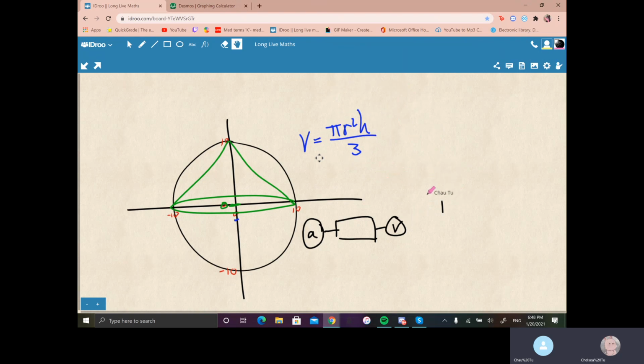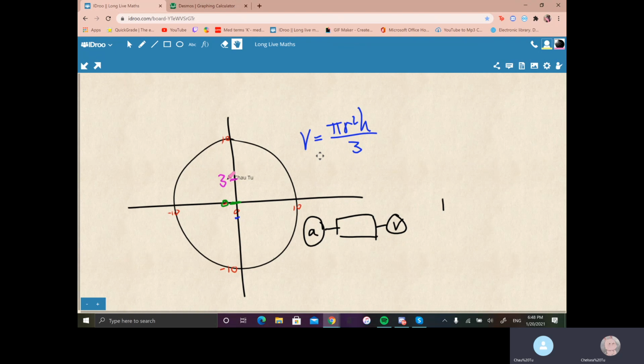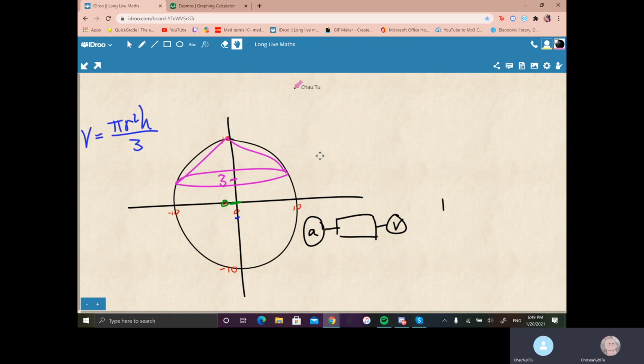All right. So now suppose A is at 3. When A is at 3, can you see that number 3 there? What's the volume of that purple cone now? What's the height? 7. Yep, the height is 7. And then what?